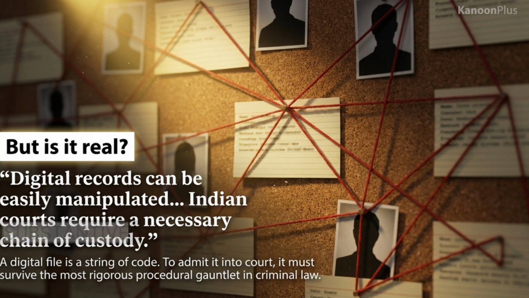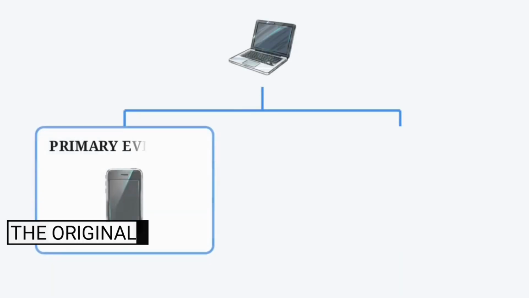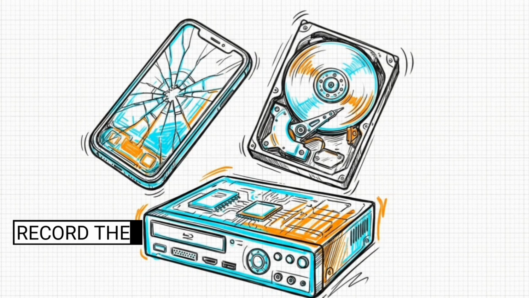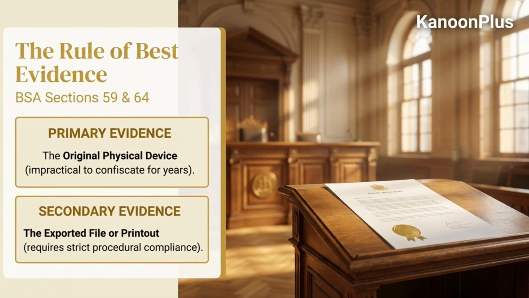Navigating this relationship between substantive recognition and procedural rigor is required for any advocate seeking to submit or challenge electronic evidence. The necessity of a certificate depends entirely on whether the evidence is primary or secondary. Primary evidence in the digital realm refers to the original physical device, the actual smartphone, hard drive, or DVR used to record the data. If the advocate presents the original physical device directly in the courtroom, a Section 63 certificate is not required. However, keeping a primary device in court custody for the duration of a multi-year trial is usually impractical for both the owner and the court.